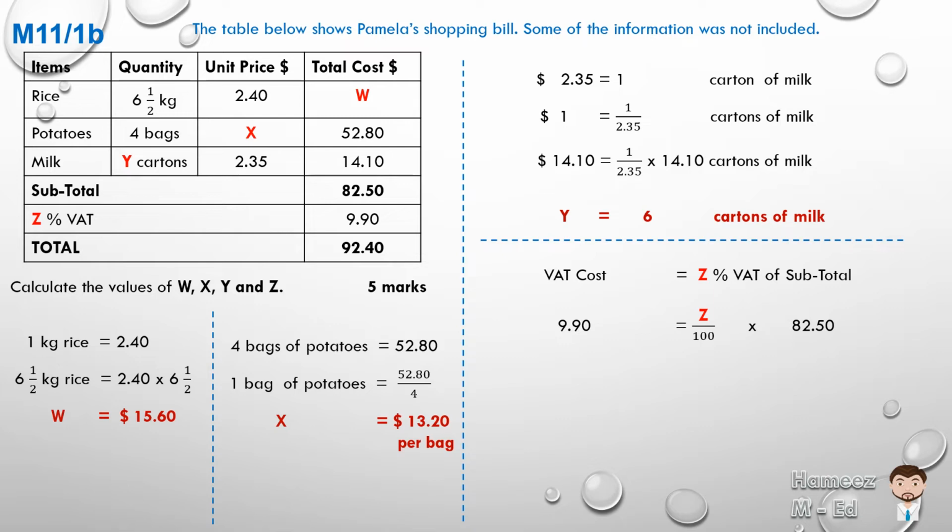And if you want to find Z alone on the right-hand side, let's carry across the 100, which is in the denominator, or dividing. So when you carry it across, it will multiply. And the $82.50 is multiplying on the right-hand side. When you carry it across on the left, it will divide. So it will be $9.90 times 100 all over $82.50. So Z works out to be 12%. As such, 12% VAT is being charged in this case.